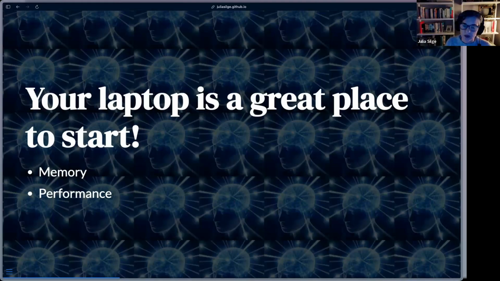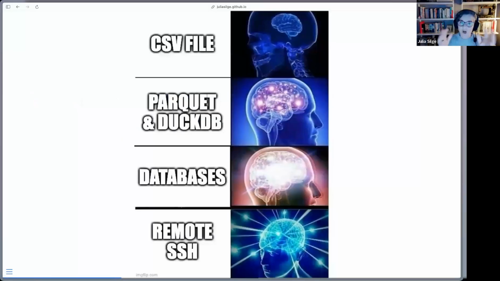So your laptop is a really great place to start, but often we run into problems of these two categories, memory and performance. And at that point, if you start to run into problems with memory and performance, that's when you might want to think about another option, about moving to a different way of arranging your work. So in this talk today, we started there with CSV files, right? Like reading a CSV file. And we're going to talk about some options here that we step through that are different ways of working that address those problems that I just talked about. I can't do this on my laptop anymore. What am I going to do?